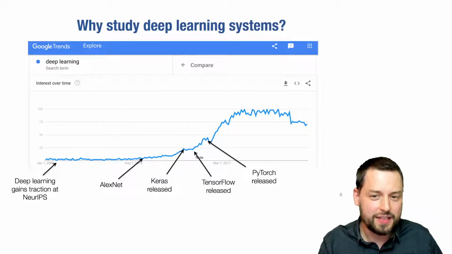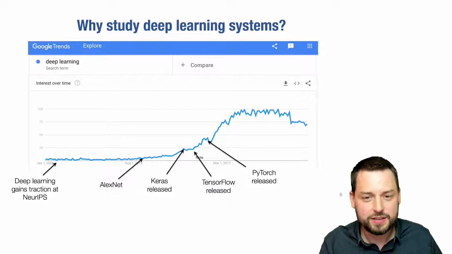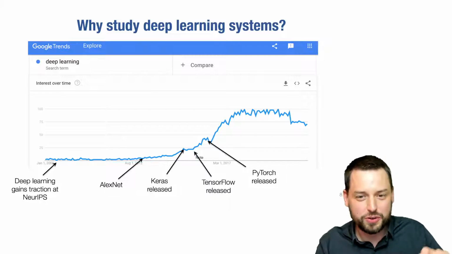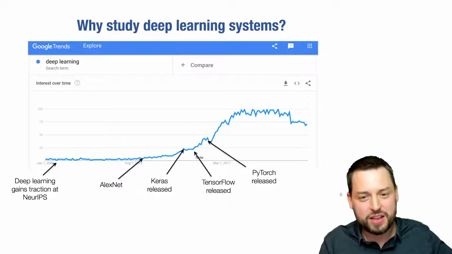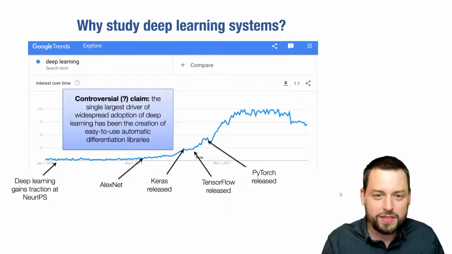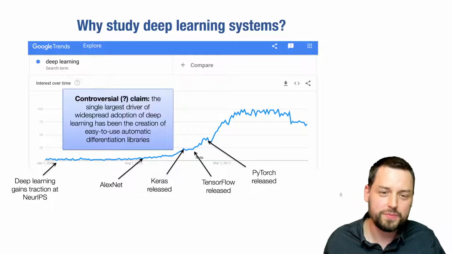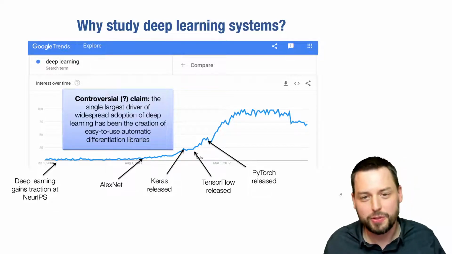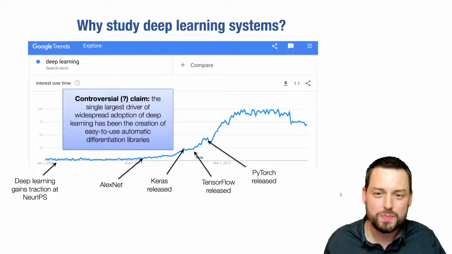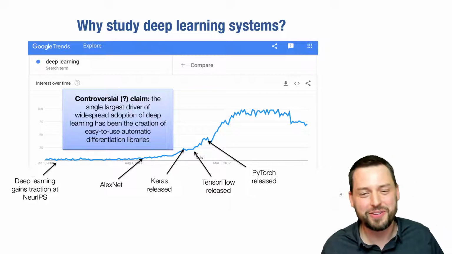And if you actually look at the timing of when deep learning became truly popular, it coincides much more with the release of these libraries than with what we think of as the big notable papers or events in the field. So I want to make the controversial, but maybe not that controversial, claim that the single largest driver of the widespread adoption of deep learning has been the creation of what essentially amount to easy to use automatic differentiation libraries. That's a little bit too simplified, of course.